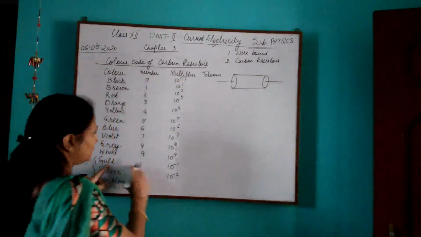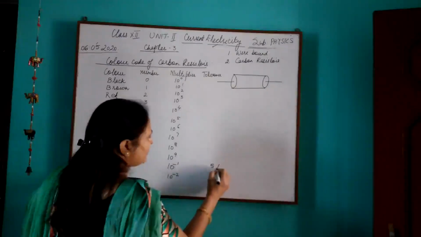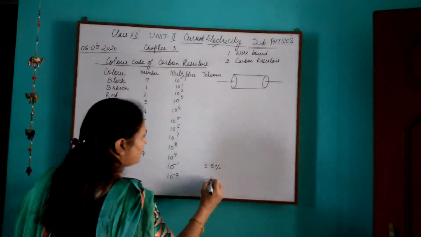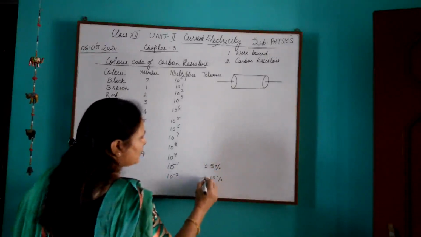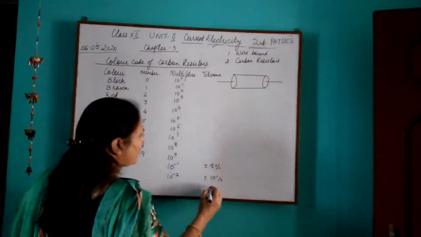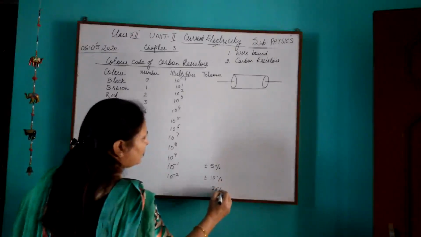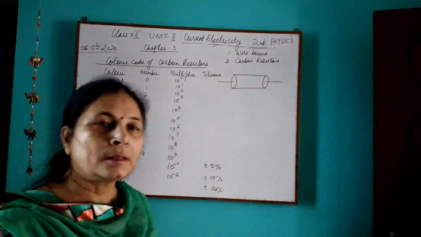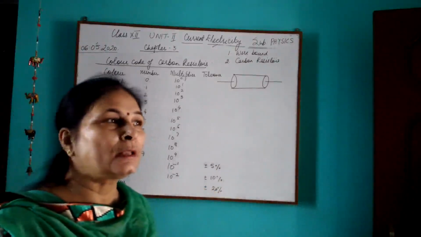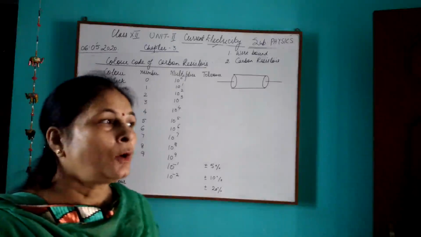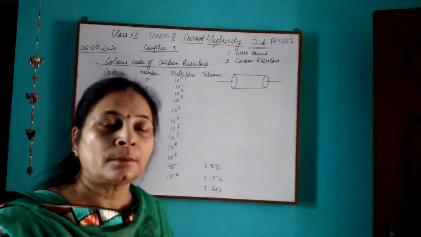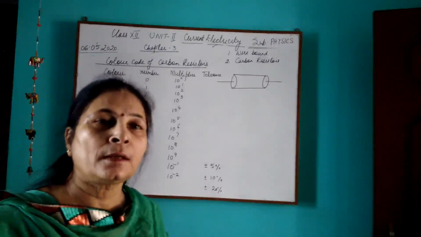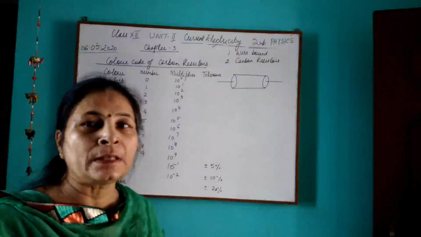For gold, the tolerance will be 5%. And for silver, tolerance will be 10%. And for no color, it will be 20%. And since the tolerance can be less, can be more, like if we say the cost of a particular material is say rupees 100, but you can get that material in the market say for rupees 95 also, for rupees 105.